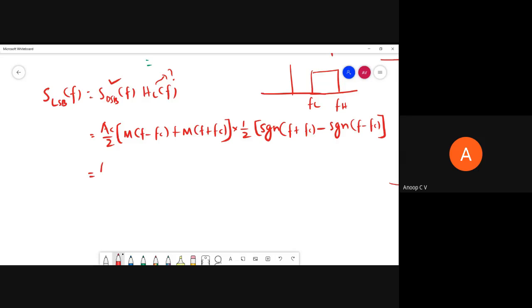So it is AC by 2, right? First, AC by 2 M of F minus FC into half signum of F plus FC. So I can write AC by 4 M of F minus FC into signum of F plus FC, right? AC by 4 M of F minus FC times signum of F plus FC.